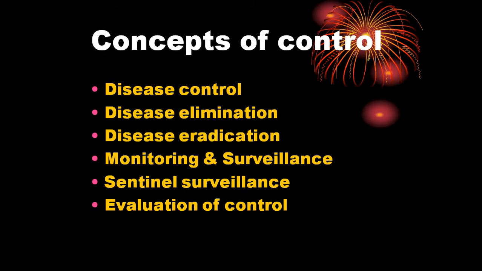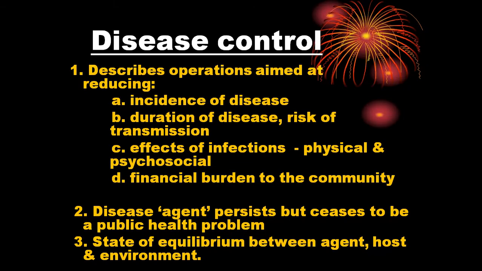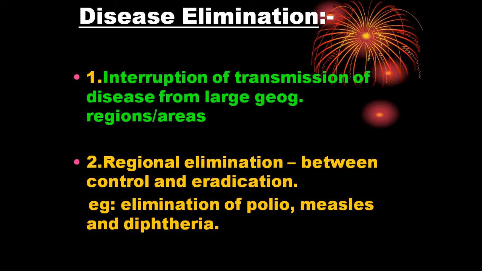But all you got to know is the important slide, that is this, that when you are asked a question on concepts of control, mention these 6 points and just mention 1 or 2 lines against disease control, and then quickly come on to elimination, which is, as given in green, interruption of transmission of disease from large geographic regions, areas, or countries. Remember, it is not eradication. Polio has been eliminated from India. It has not been eradicated from the world, right? Whereas smallpox has been eradicated from the world. So therefore, there's a subtle difference. Please understand the English meaning.